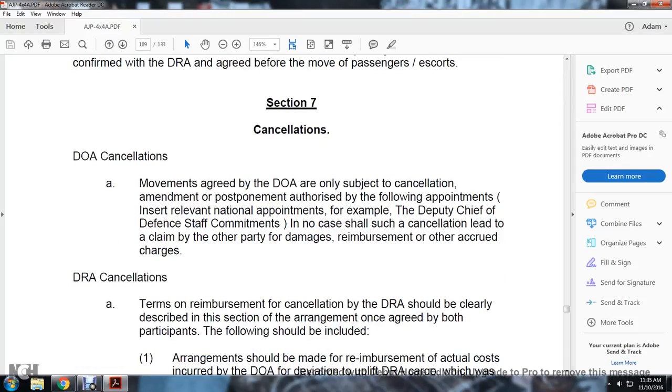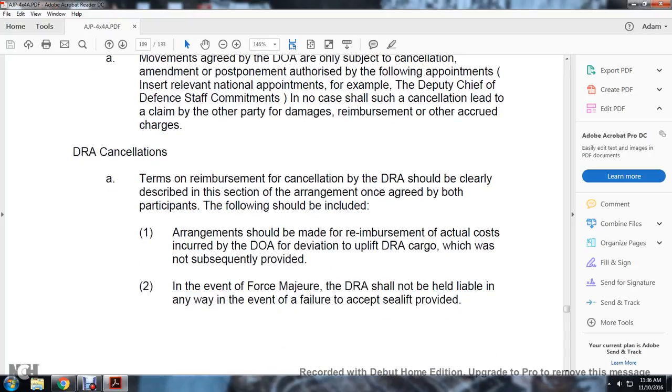Alright, Section 7, cancellation. Movements agreed with the designated operating authority are subject to cancellation, amendment, or postponement, authorized by the following appointments, including relevant national appointments, for example the Deputy Chief of the State Defense Staff. In no case shall such cancellation lead to a claim by the other party for damages, reimbursement, and other incurred charges.